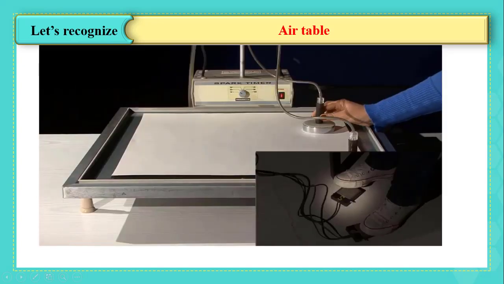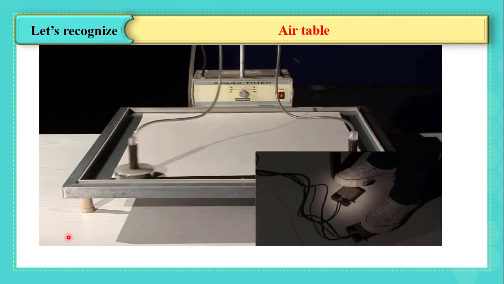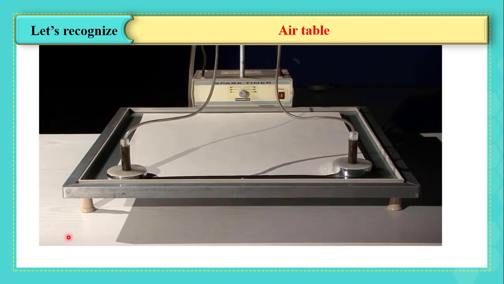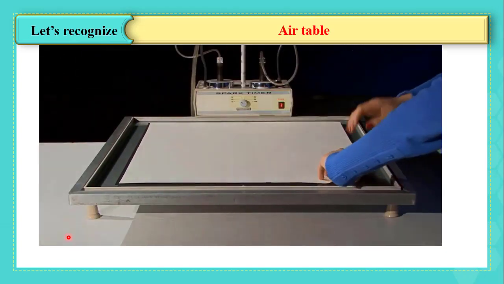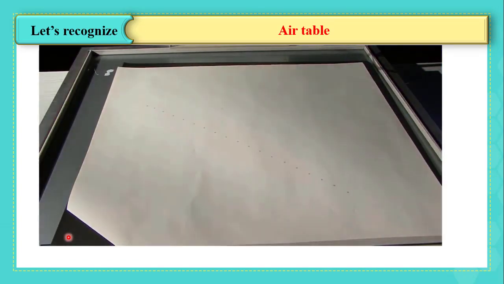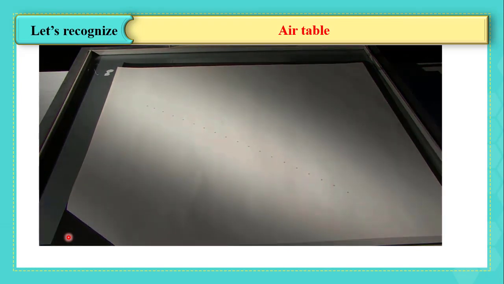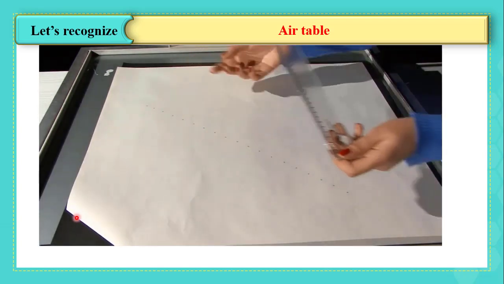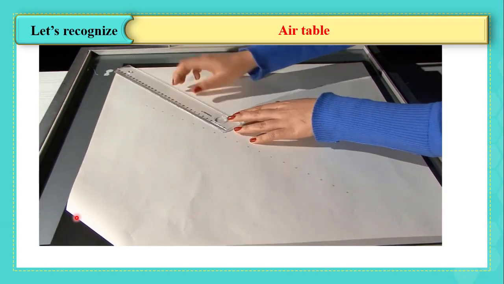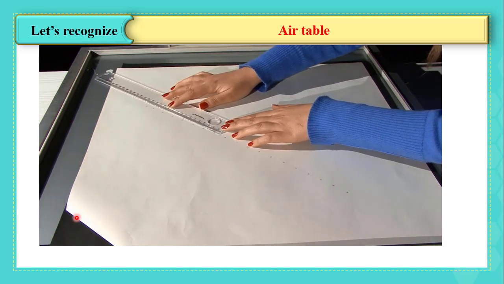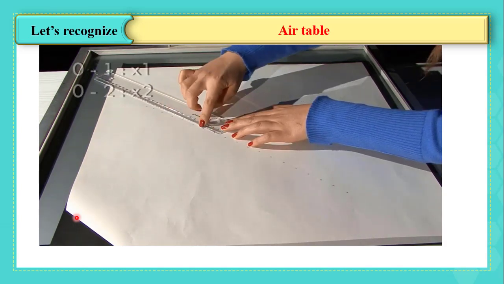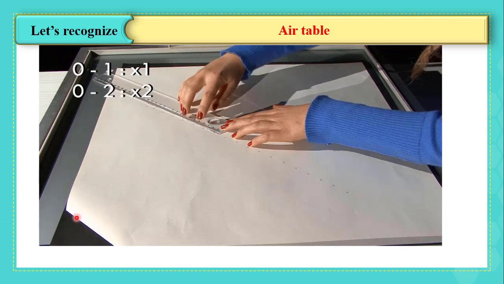When the spark timer is turned on, a spark jumps from the needle of the puck to the carbon paper, leaving a black dot on the white paper. Thus, the moving puck leaves a trace of black dots showing its actual path. The study of these dots enables us to measure the distance traveled between two consecutive positions. Note that in our case, when the table is horizontal, the distances are equal.